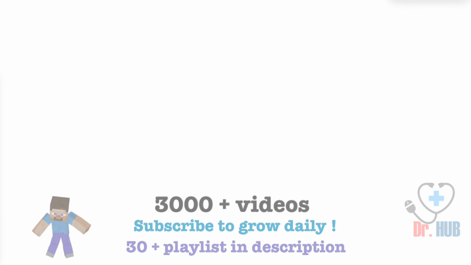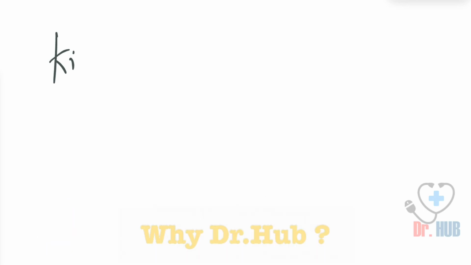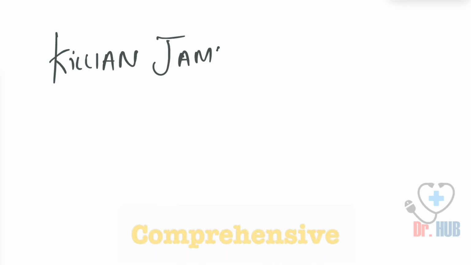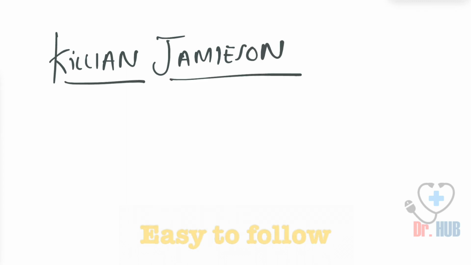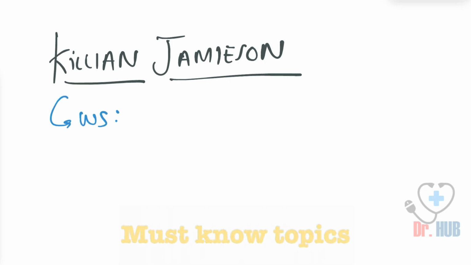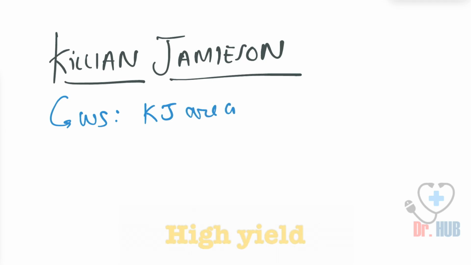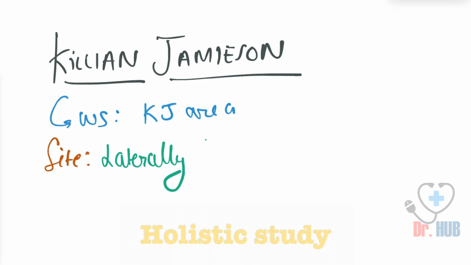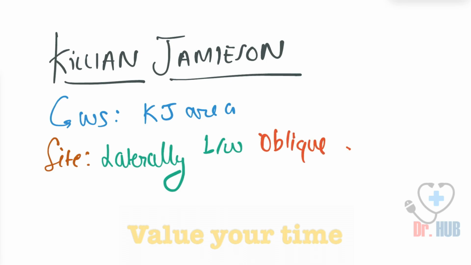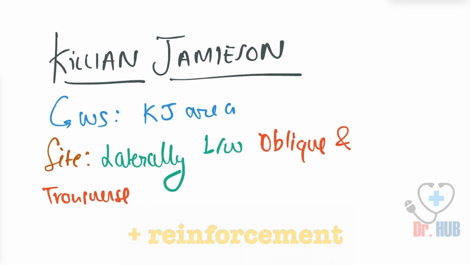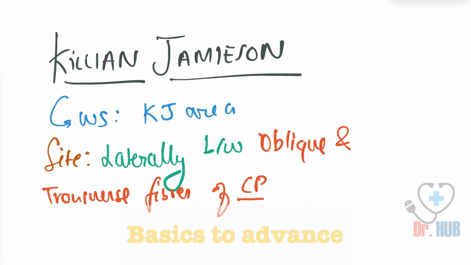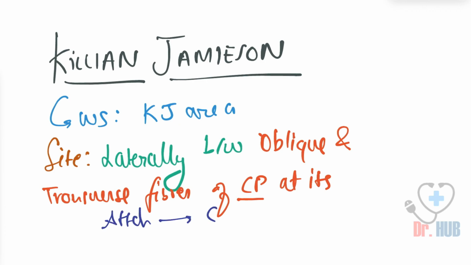Then lastly we'll be looking at the Killian-Jamieson diverticulum. The weak space is the Killian-Jamieson area. Now what is the site? It lies laterally, between the oblique and the transverse fibers of the cricopharyngeus at its attachment. It is attached to the cricoid cartilage.